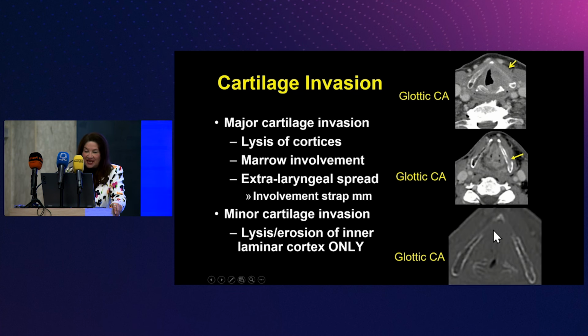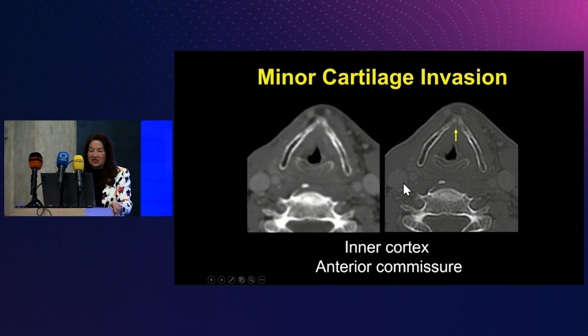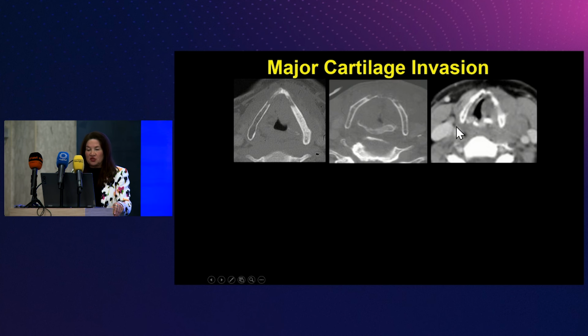And this is an example of minor cartilage invasion. Here you can sort of see the cortices. Here on this side with the right true vocal cord cancer, there was minor cartilage invasion at surgery, very hard to pick up. I think that's the bane of the existence here when it comes to thyroid. Here's another example of thyroid cartilage. This is just minor invasion where the inner cortex is missing. And this was also confirmed at surgery.